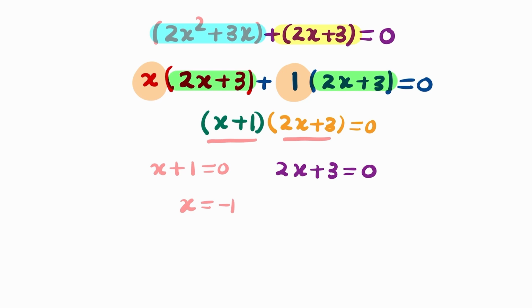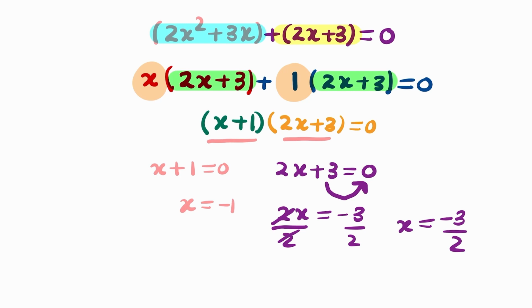And in the second solution, we can take plus 3 to the other side as minus 3, 2x equal to minus 3. And then after that, we can divide both sides by 2. Here in the left hand side, 2 and 2 cancel out. X is equal to minus 3 over 2. Those are the final answers.